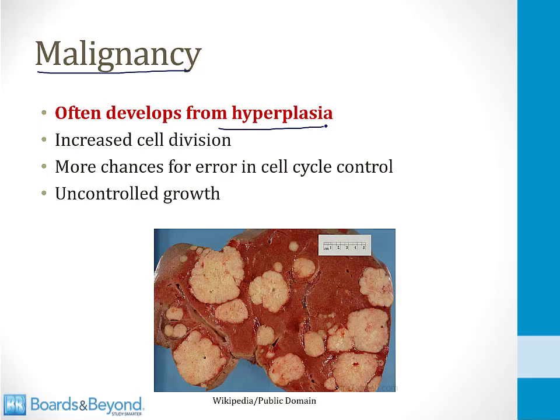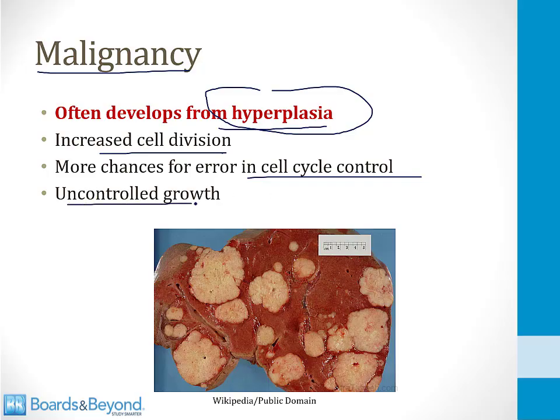So that means that in settings where cells are rapidly dividing, including hyperplasia, there is increased cell division. There's more chances for an error in copying DNA that leads to errors in cell cycle control, and this can lead to uncontrolled growth, such as in this patient whose liver is full of tumors here. That person has developed malignancy, which can come from hyperplasia.